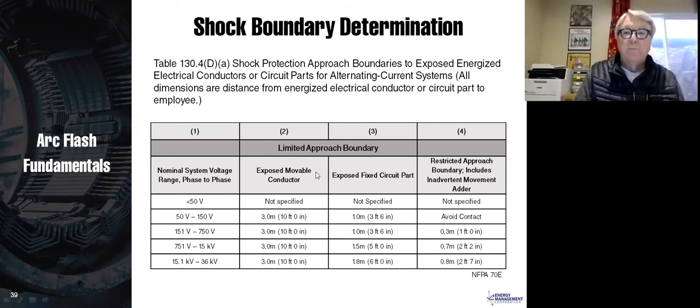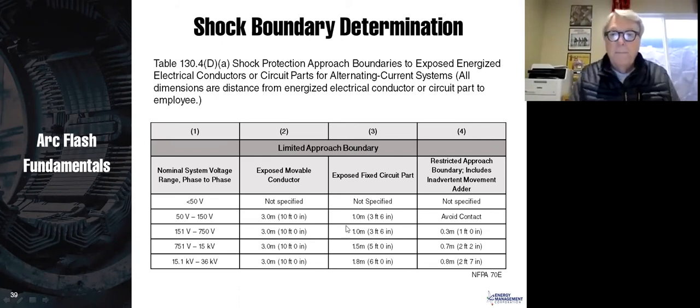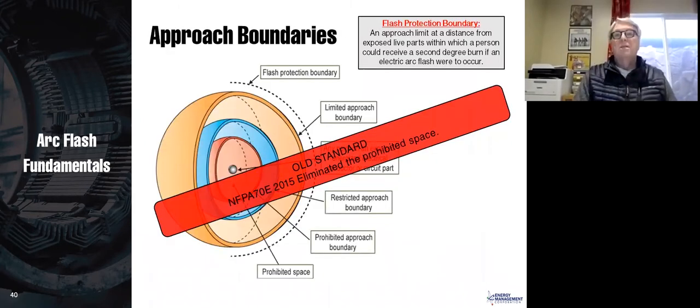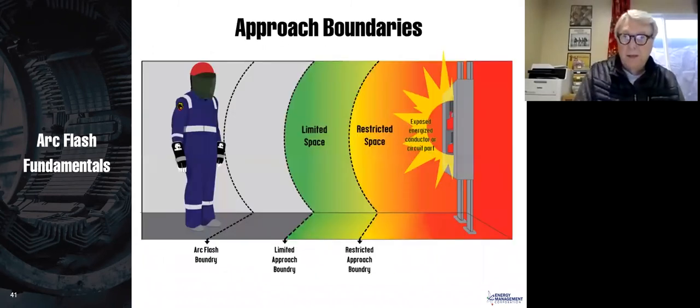If you have an exposed movable conductor, like an overhead line, your limited approach is 10 feet. If it's a fixed circuit part, your limited approach is 3 foot 6 inches. So I'm going to talk about the 3 foot 6 inches. It's important that you know that. And the restricted approach is 1 foot. By the way, the prohibited approach used to be 1 inch. And of course, that isn't valid after 2015, but may still be on the sticker.